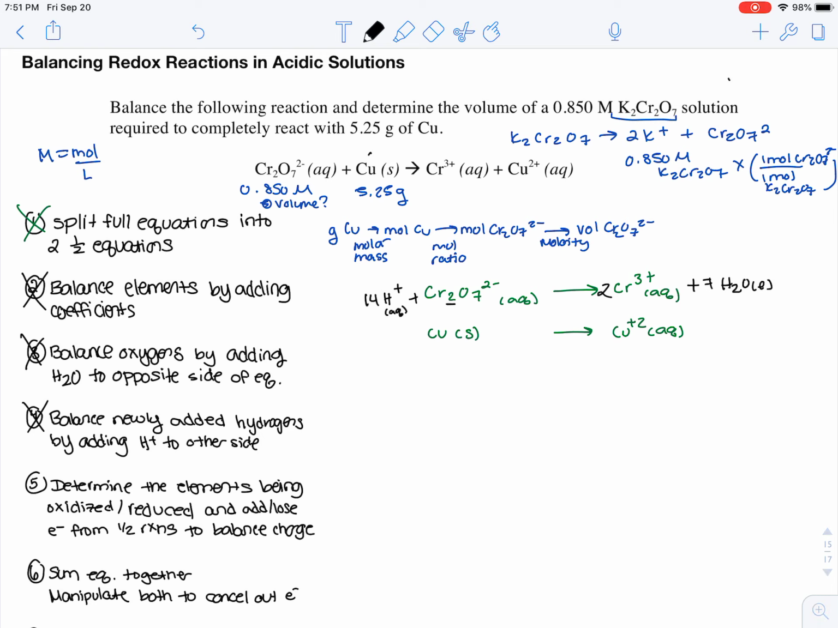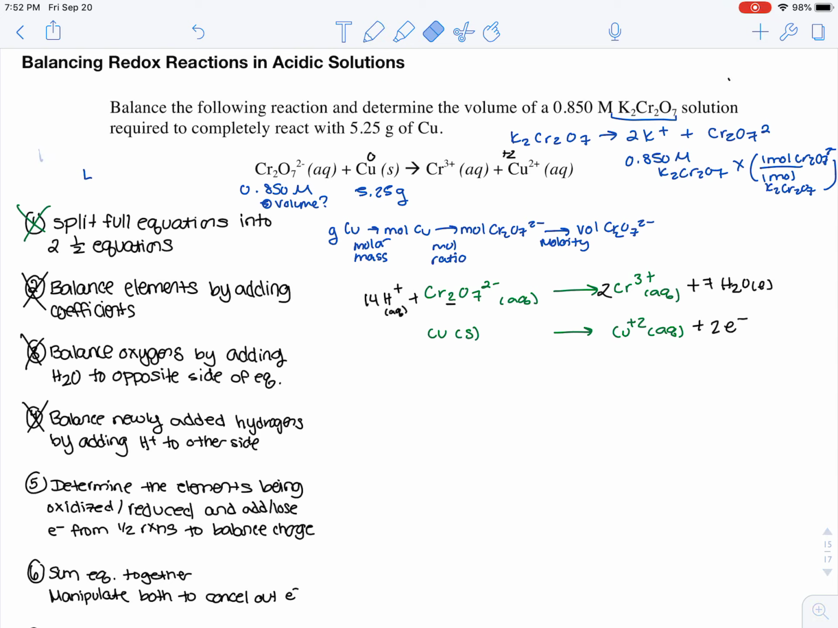Copper has a 0 oxidation state on the left side because it's in its neutral state, and copper 2+ has a positive 2. So this means that copper went from 0 to positive 2. Well, that means that it lost 2 electrons because it became more positive. So I'm going to add 2 electrons, 2 minus, on this side. If copper was the one that was oxidized because it lost electrons, then chromium was the one that reduced. It means it gained electrons.